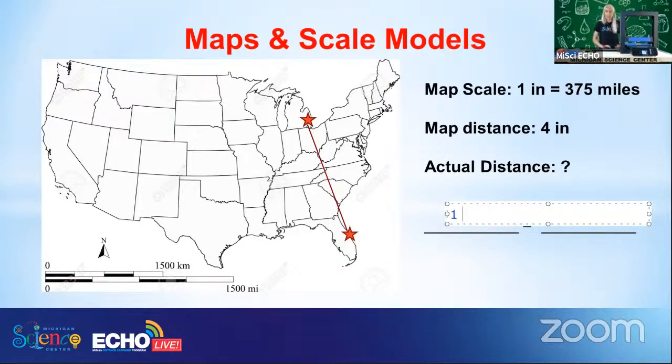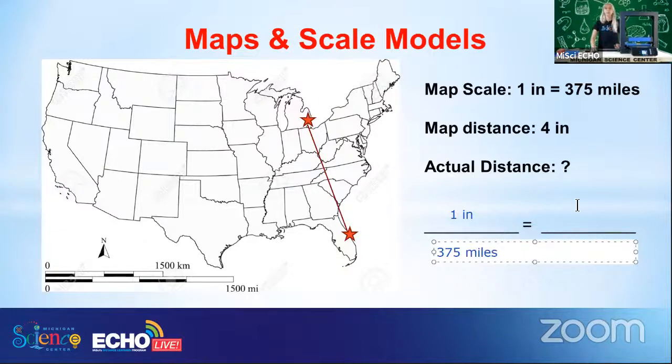So if 1 inch is equal to 375 miles, we would put both of those measurements on this side of our equation. The other side, we would type in what we know. So we don't know miles, but we do know inches, which is our top value. So on this side of our equation, we'll write what we know, which is 4 inches, but we're unsure about this bottom number. That's what we're trying to solve for. So it takes a little bit of algebra, but I promise this is something that, with a little bit of help from maybe an adult or an older sibling, you can figure out this math too.